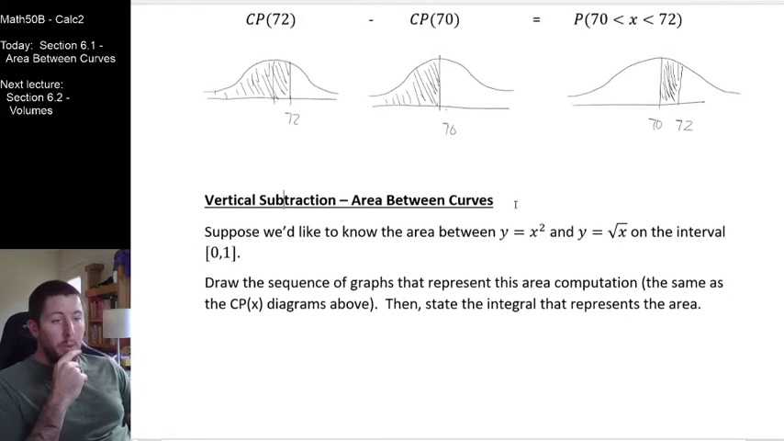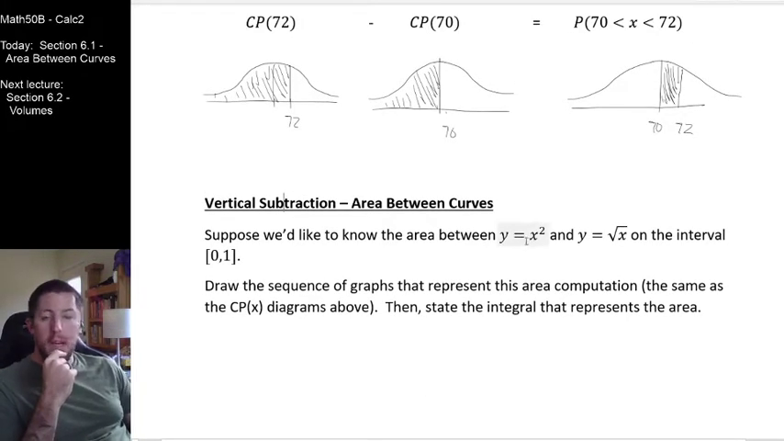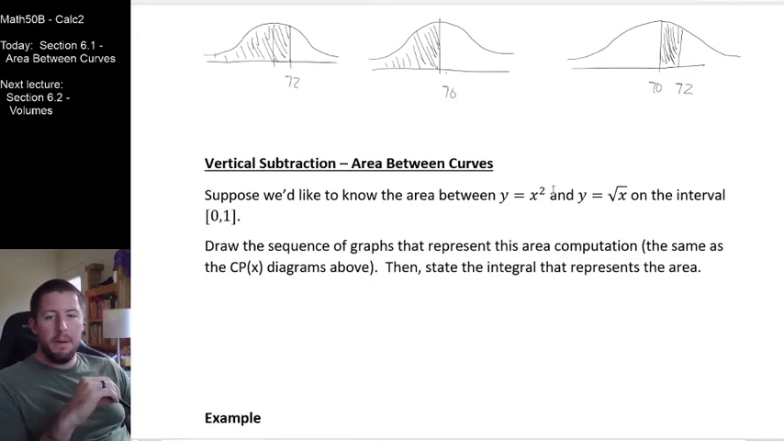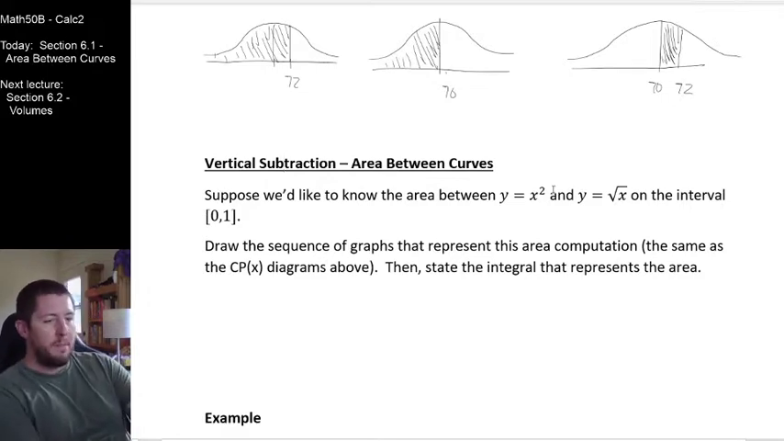So suppose we'd like to know the area between y equals x squared and y equals square root of x on the interval 0 to 1. All right. What I want to do is draw the sequence of graphs that represent this area computation the same way that I drew it up above, so that we can see that there's still this idea of a graphical subtraction that's happening right here. And then I'll state the integral that represents that area.